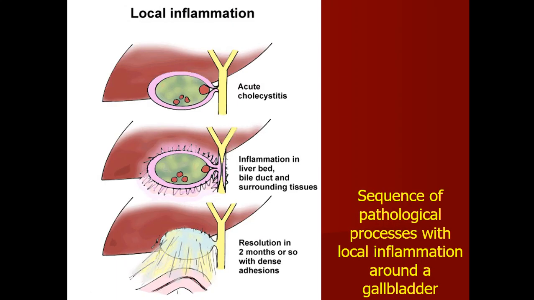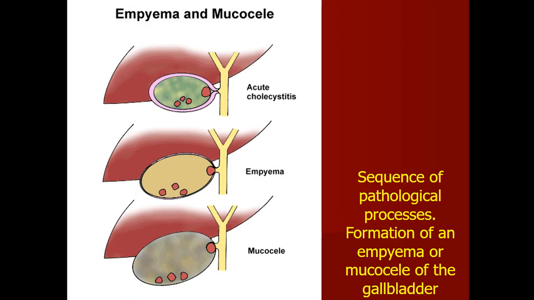But we can see that it may not happen, and when we have the blockage of the gallbladder with the stone, this inflammation would lead to inflammation of surrounding tissues, and resolution may follow with dense adhesions, and that's the typical situation of chronic cholecystitis. The next thing that may happen would be the formation of empyema or mucocele in the gallbladder.